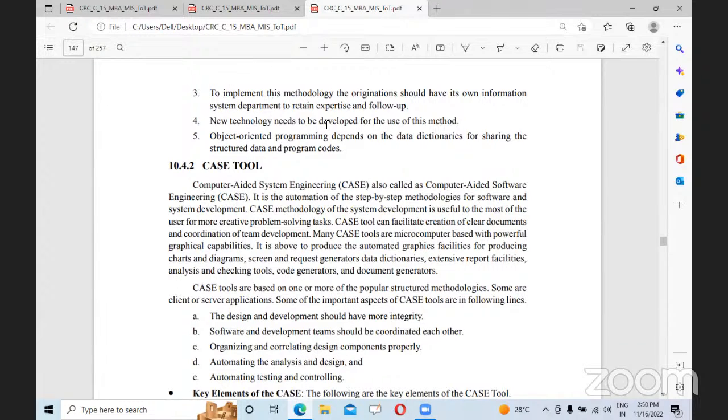New technology needs to be developed for the use of this method, and object-oriented programming depends on data dictionaries for sharing the structured data and program codes.